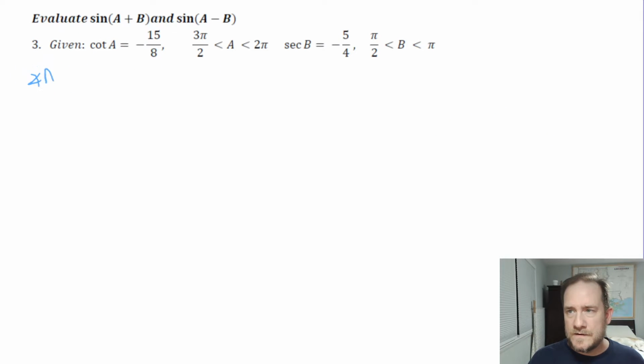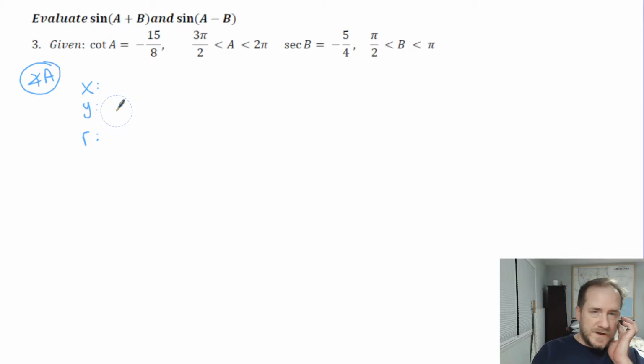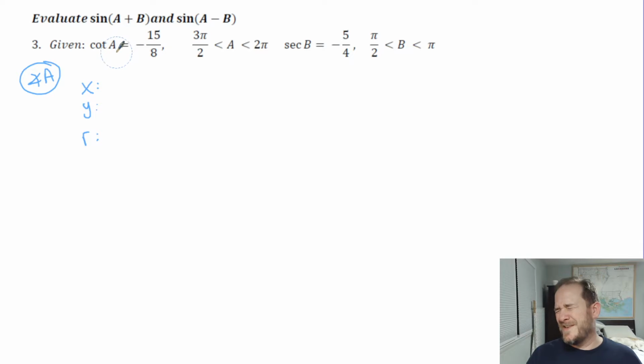For angle A, we should be pretty quickly able to determine what the values of x and y and r are. That's kind of annoying to say. Alright, so cotangent is the reciprocal of tangent, so it's x over y. So it's 15 and 8. And which one of these deserves the negative sign? Depends what quadrant we're in. And it says over here that we're in quadrant 4. Quadrant 4 is a happy little place where x's are positive and y's are negative. So there you go.